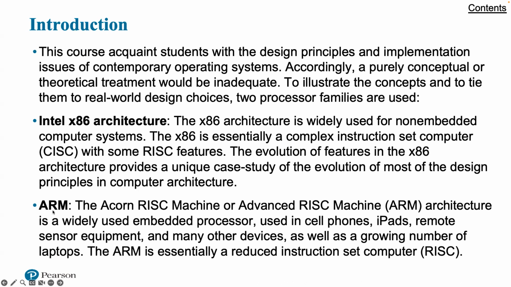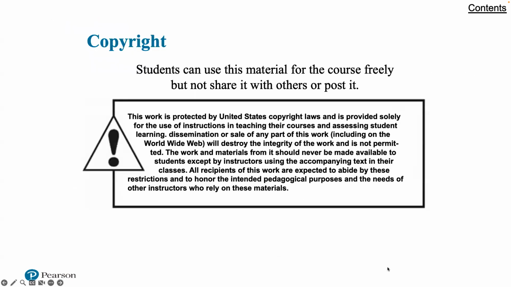The second one is the ARM, whose acronym is either Acorn RISC Machine, with RISC pointing back to Reduced Instruction Set Computer, or Advanced RISC Machine. It is used widely for embedded processors, cell phones, iPads, various tablets, remote sensing equipment, and many other devices. Recently, there's been a trend for a variety of laptops that are starting to use an ARM-based computer processing approach. ARM is essentially a reduced instruction set computer, and there are various architectures that ARM has made available. So that's an introduction.